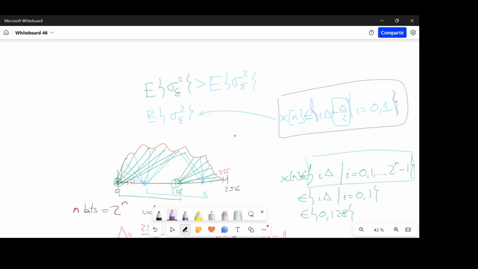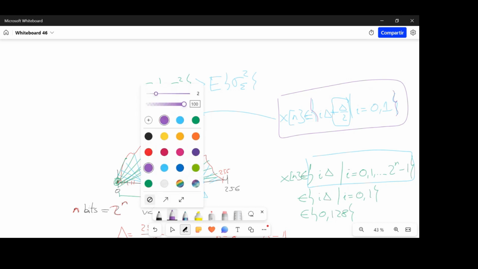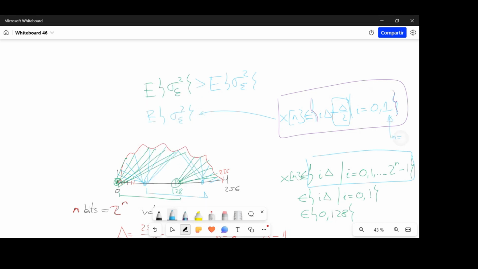Yeah, so here 0 and 1, assuming that n is equal to 1. And when I go to 0, 2 to the n minus 1, I'm just giving the example with n equal to 1.